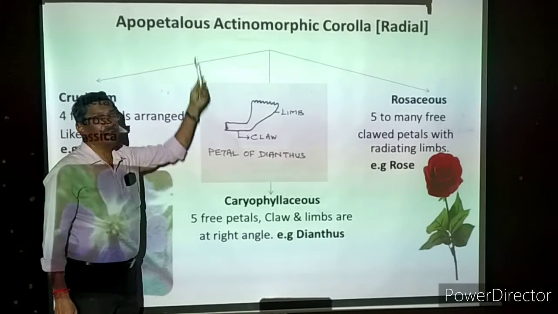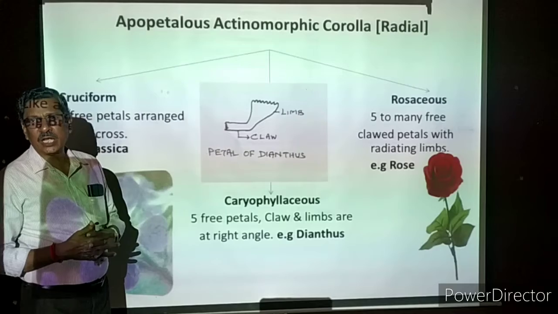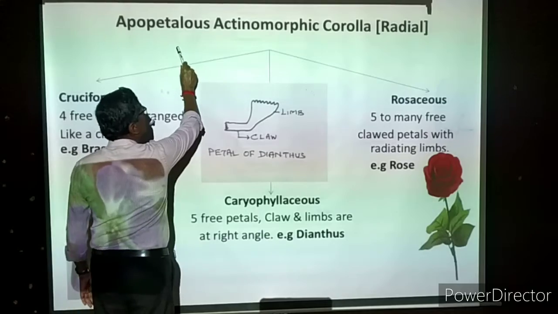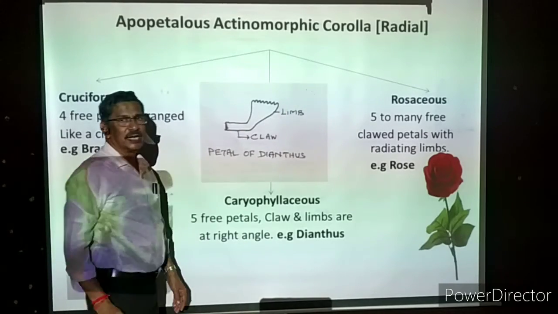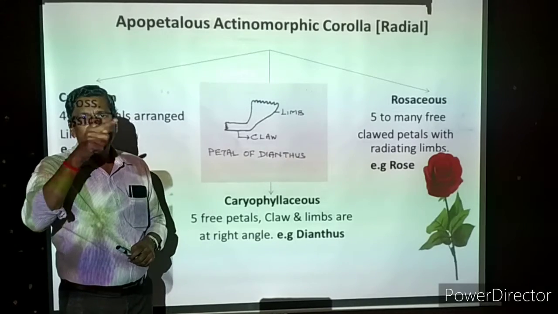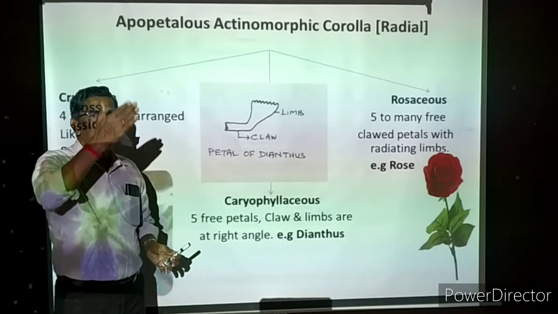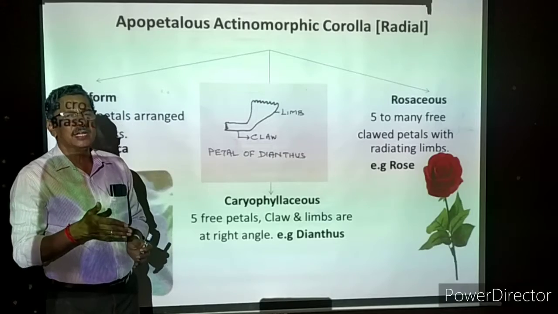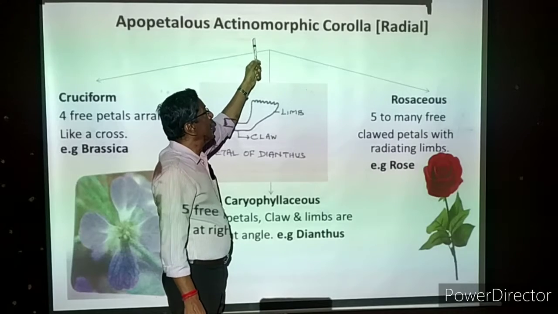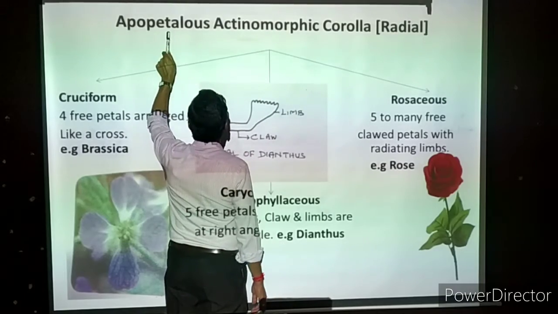Now, we are going to see apopetalous. I already told you the meaning: apo means free, petal means petals in the corolla. The petals of the corolla are free from each other, that is apopetalous. Actinomorphic, we have already studied radial symmetry, with the three pictures we showed. All the petals are arranged properly in the form of a circle. So if you cut the flower through the center at any angle, in any direction, we will get two equal halves. That is actinomorphic, radial symmetry.